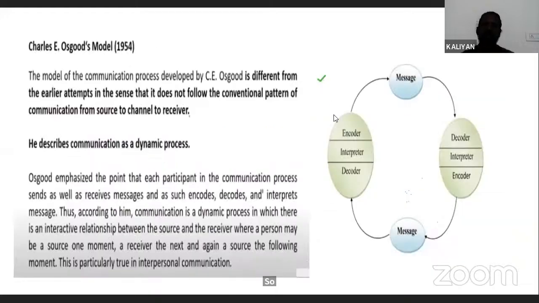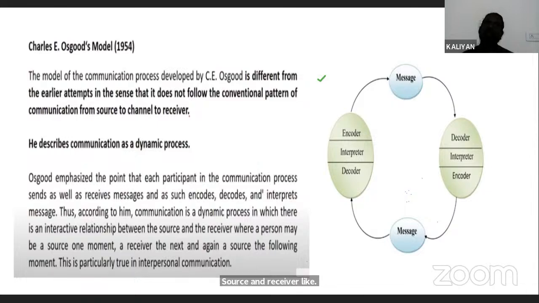This is Charles E. Osgood's model. It does not follow the conventional pattern of communication from the source to the channel. It is a dynamic process. He emphasized that the receiver is also an encoder and the message sender is also an encoder, because according to him, communication is a dynamic process with an interactive relationship between source and receiver.